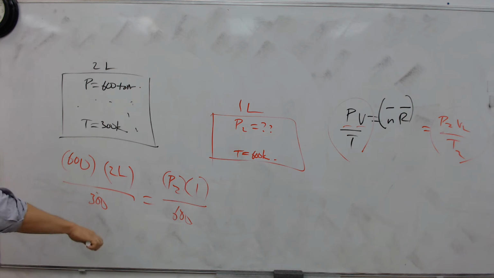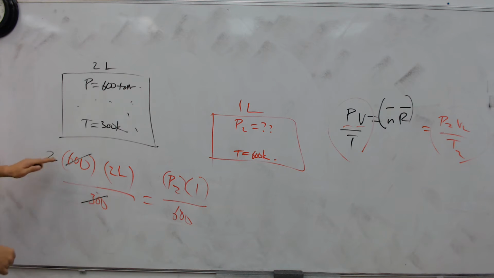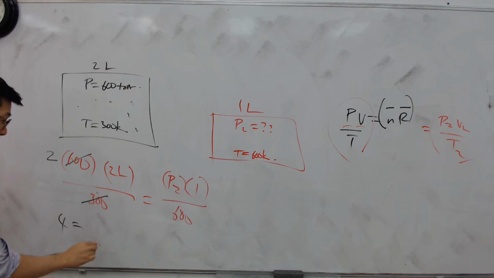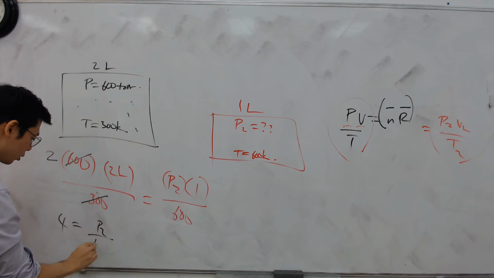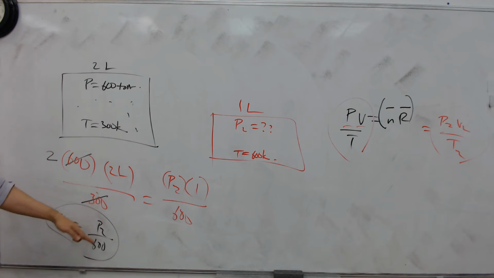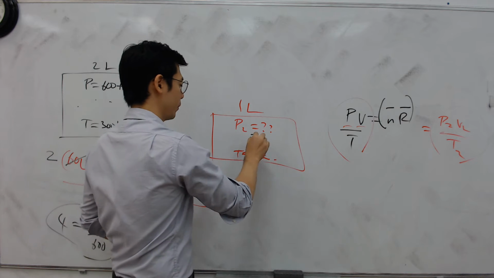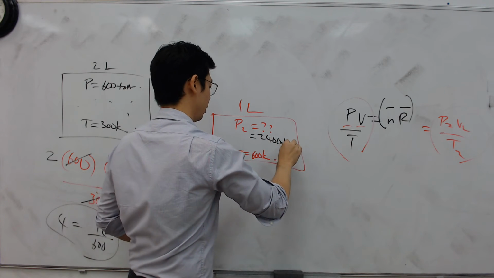So cross multiply. You can reduce this by 2 first, and then if you look at it, this entire thing becomes 4. So 4 is equal to P2 divided by 600. So what's the new pressure, guys? 2,400 torr. So P2 is 2,400 torr. That's the answer.